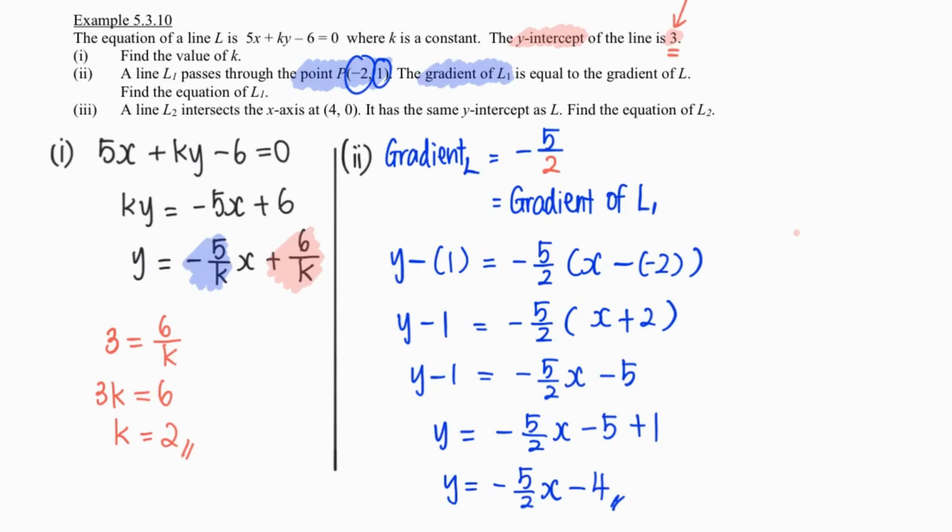Well, let's move on to the last part of this question. We are given line 2 now. And for line 2, it intersects the x-axis at 4, 0. It has the same y-intercept as L. Find the equation of L2.